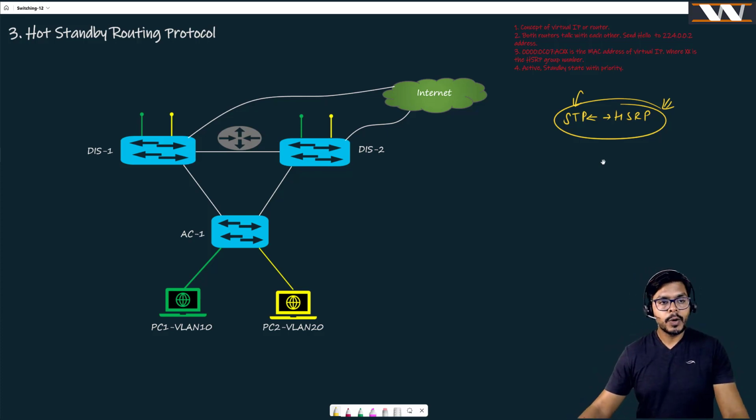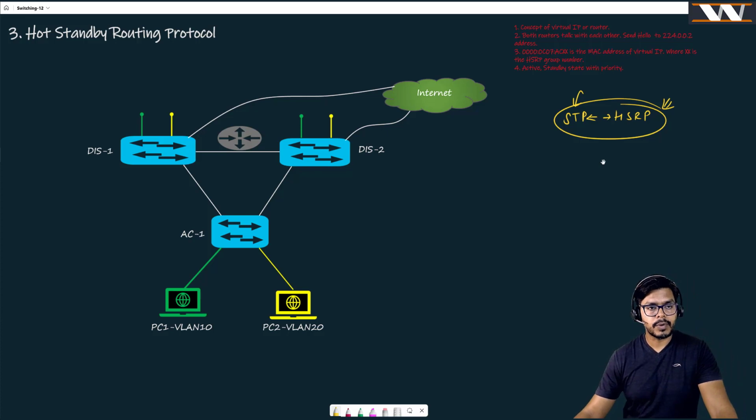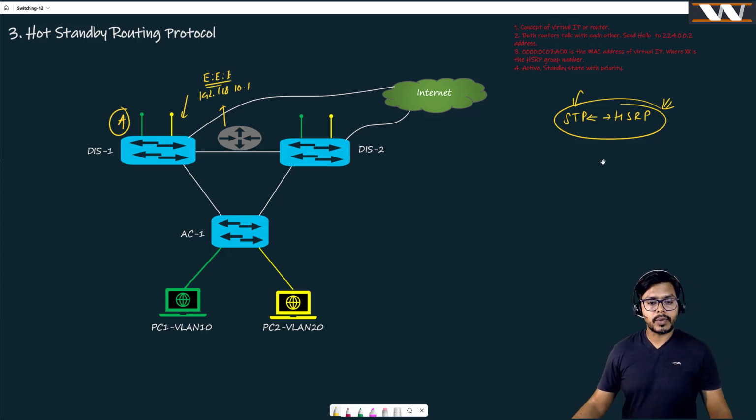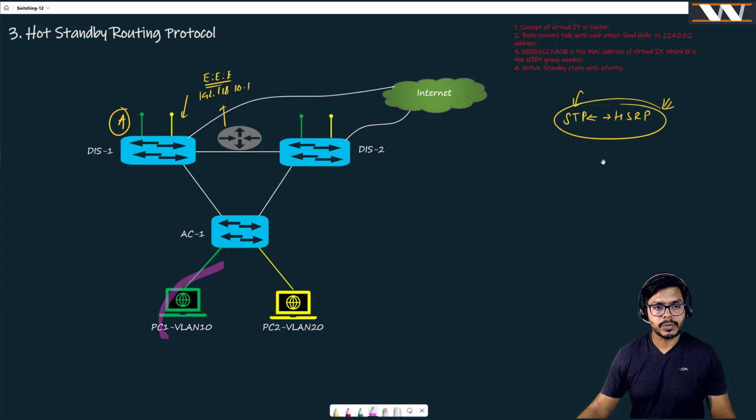Just try to understand. We have distribution switch 1, which is having the active role. If it is having the active role, then of course, this virtual IP 192.168.10.1 is his property. The virtual MAC address is his property, right? No doubt about it, the traffic flow toward the internet is going to be like this, right?